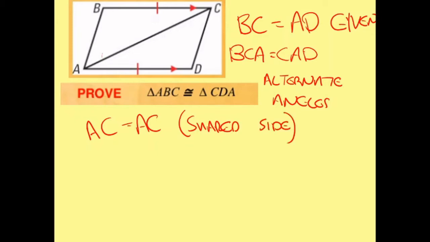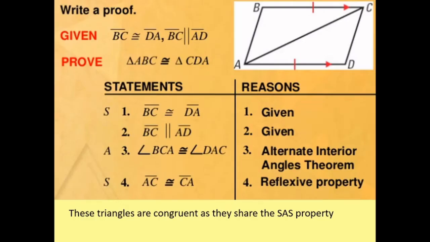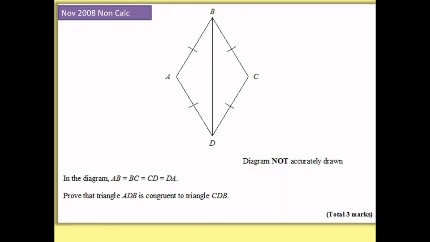Okay. So what I've now got is a side, and an angle, and a side. Then I'm going to say side, angle, side. So it is congruent. And you need all three of these for it to make sense. Okay, there you go.